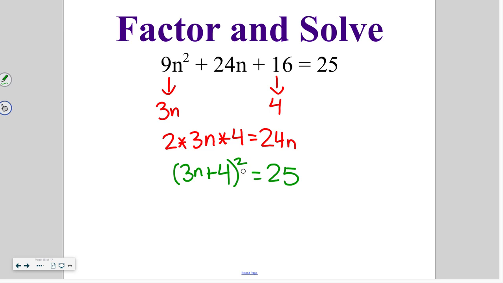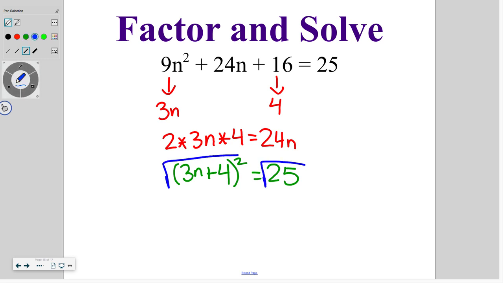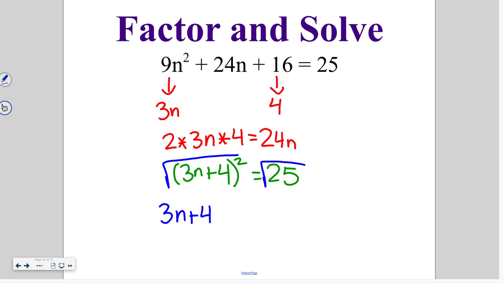Since I have something that's squared over here and something I can take the square root of over here, I'm going to take the square root of both sides. Taking the square root of the first side just cancels out the squared. So the square root cancels out the squared, and I'm left with 3n plus 4. The square root of 25 is either 5, or our second option is that it is equal to negative 5.